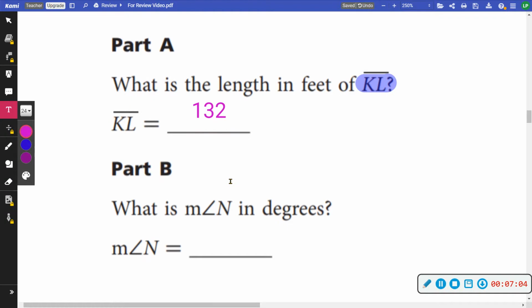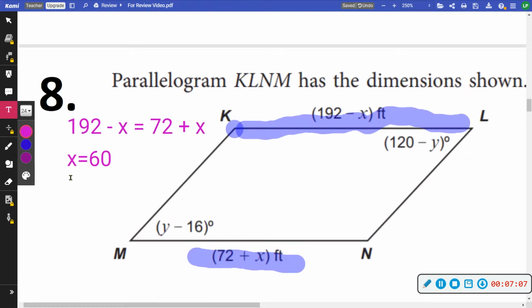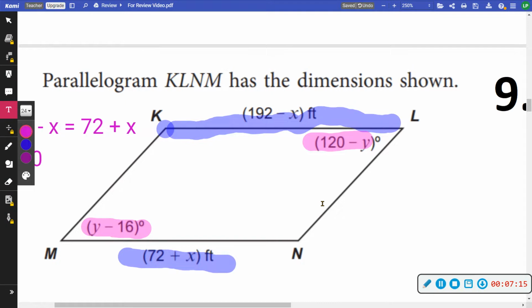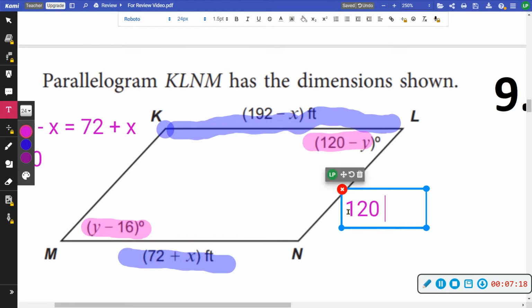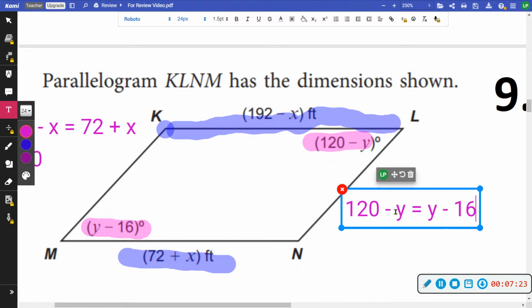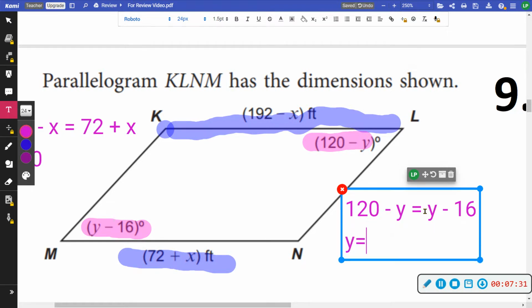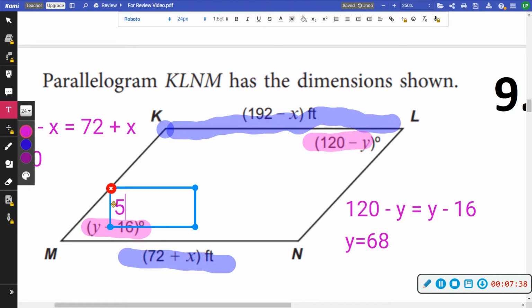What is the measure of angle N? Well, right here, just like the other problem, I know that this and this are equal. So I set those equal to each other. And again, I would solve that, which I'm pretty good about solving in my head. If you do the algebra, that'd be y is 68. So when I plug back in here, that would be 68 minus 16. That'd be 52 degrees. That'd be 120 minus 68.